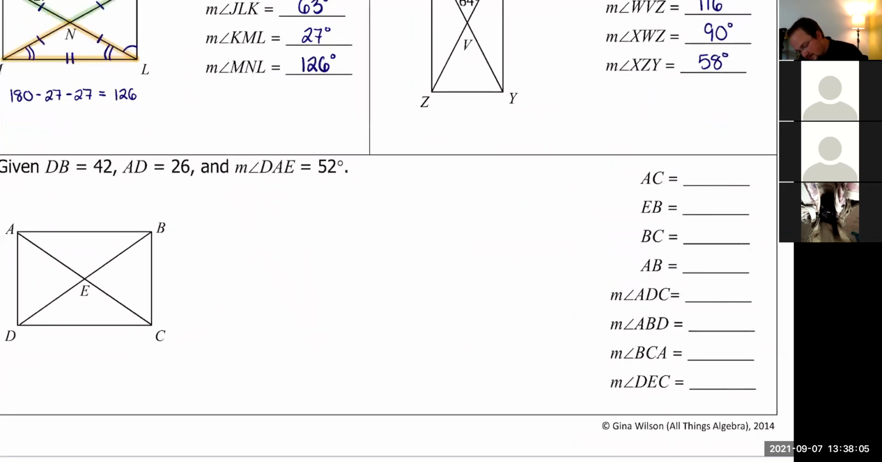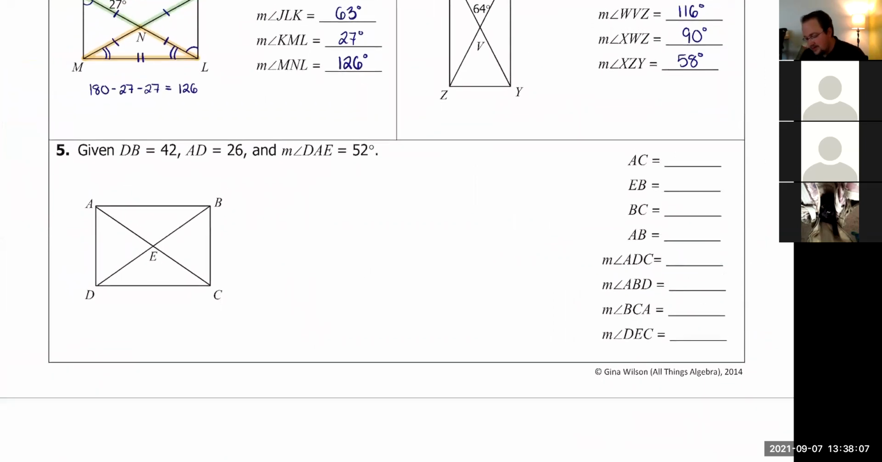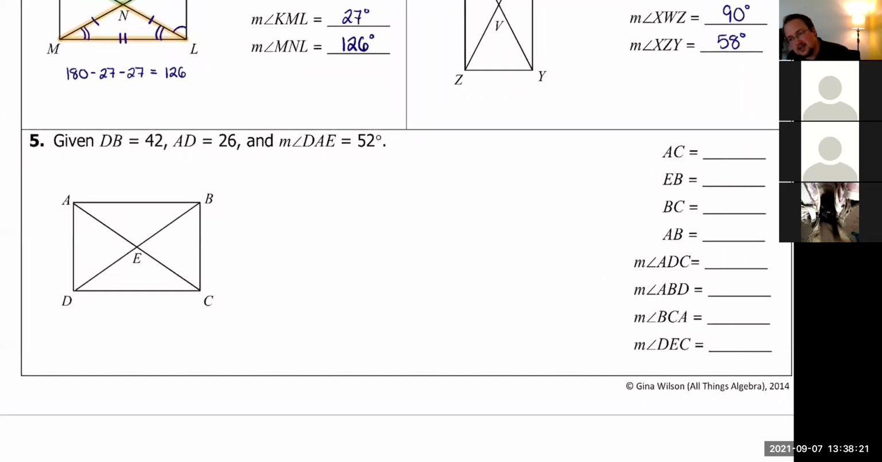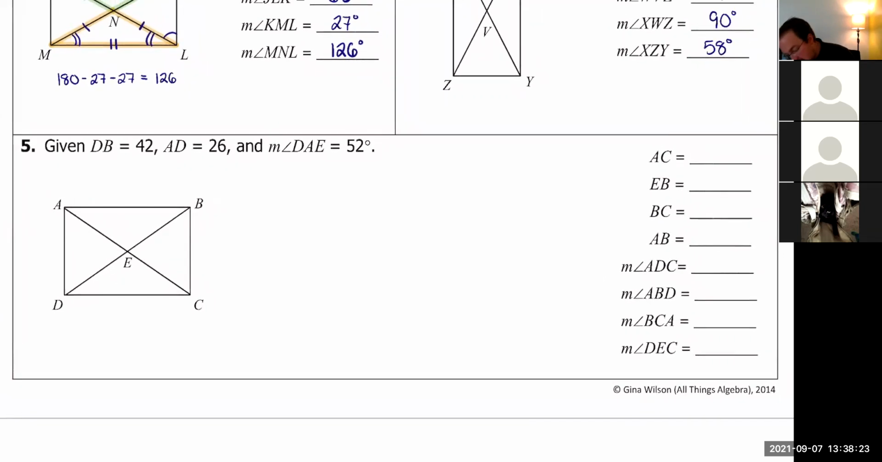Last one, again, very similar, kind of a hybrid of the previous 4 problems, having you find some sides and some angles. But again, I want to get to the last page in our notes today. So I'm going to give you the responses here. AC, try to fit it on my screen nicely. AC should be 42. EB should be 21. BC should be 26. AB should be 33.